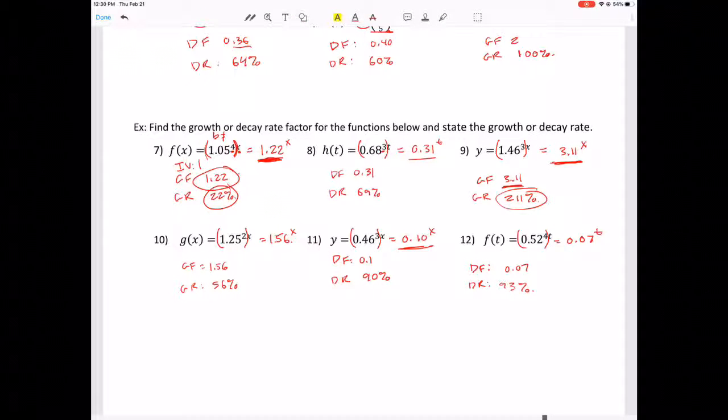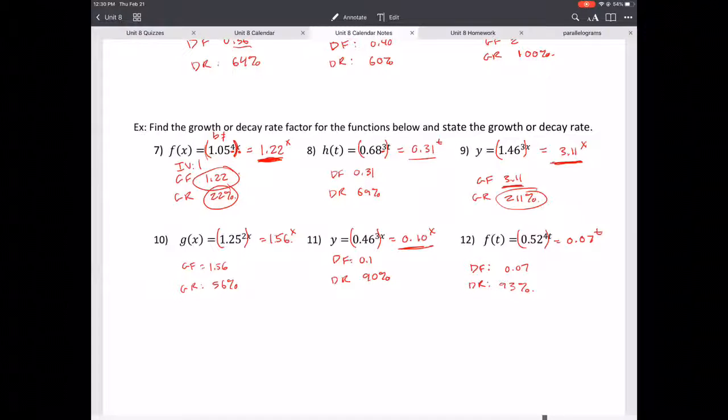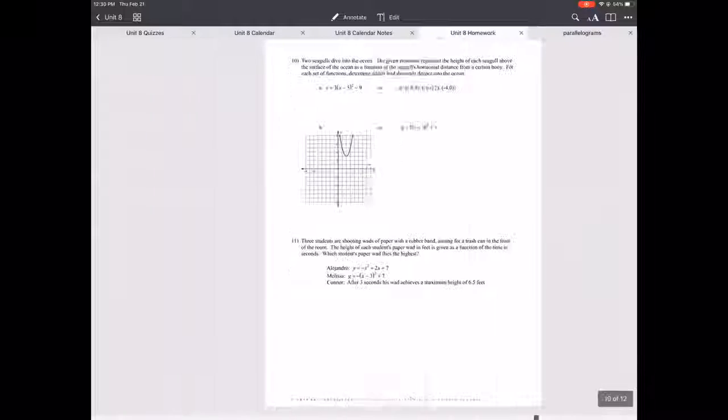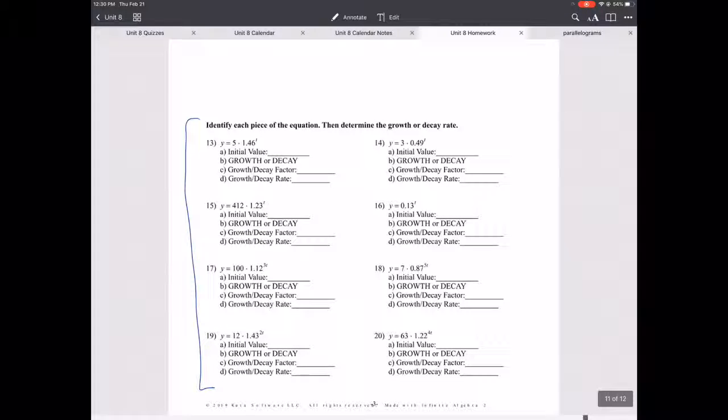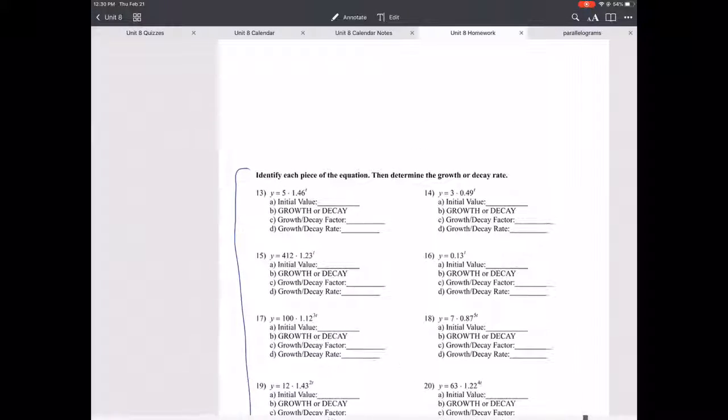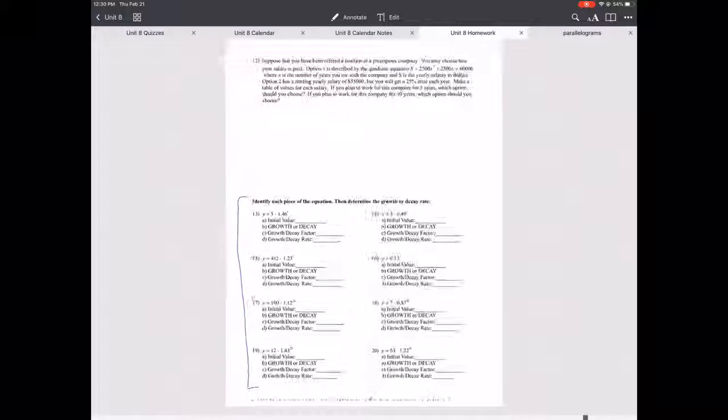Although it's probably a little late if you're watching it now, but for that day we only had to do, let me show you your homework really quick. So if you go to the homework, 13 through 20 is what is due on the 21st and 22nd, and the rest of those, 1 through 12, will be due the day after that.